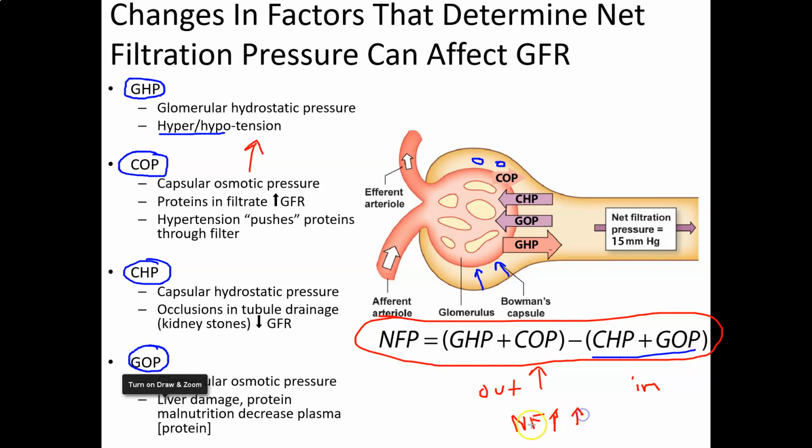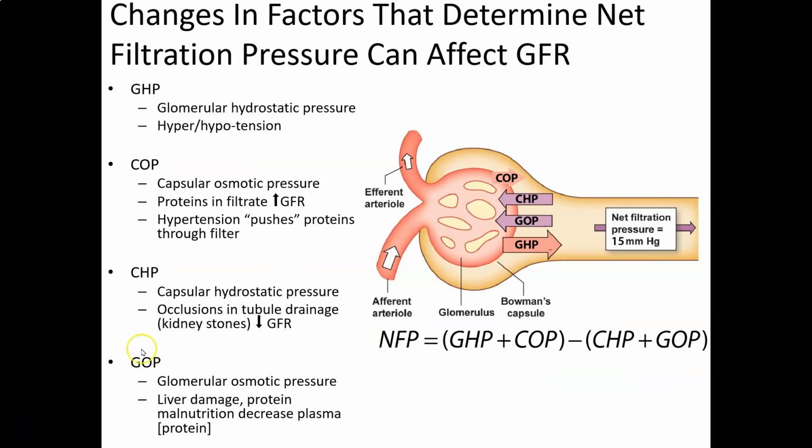So if NFP increases, that means GFR is going to increase appreciably as well. That's how you look at those, and we'll do some group problems on those as well, probably. This seems like a good place to stop this video, and we'll pick up the next one on the homeostatic regulation of glomerular filtration rate.